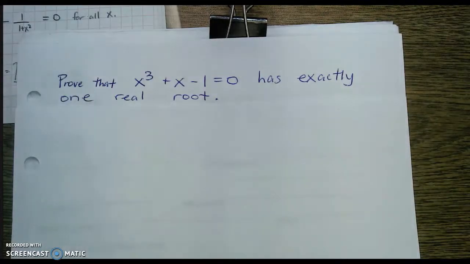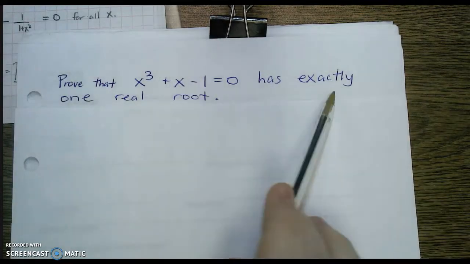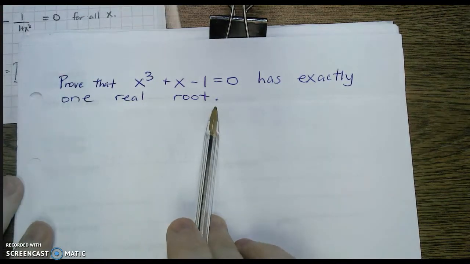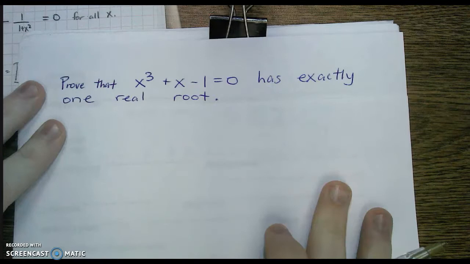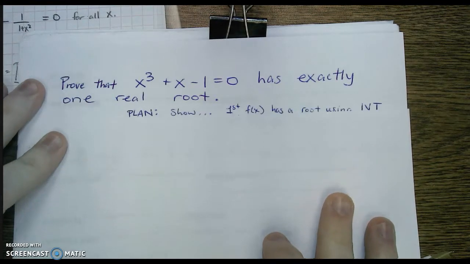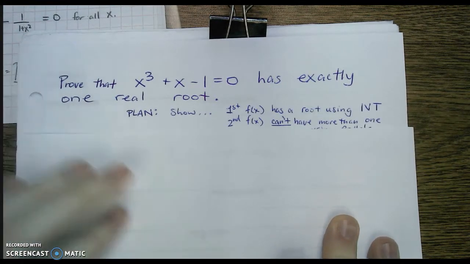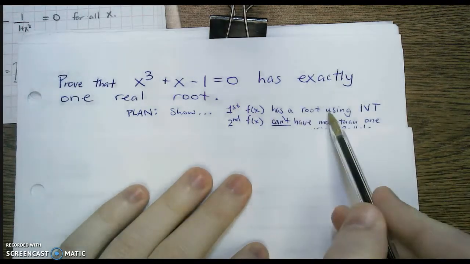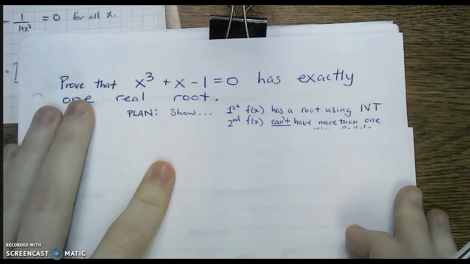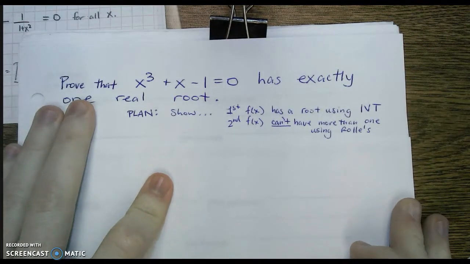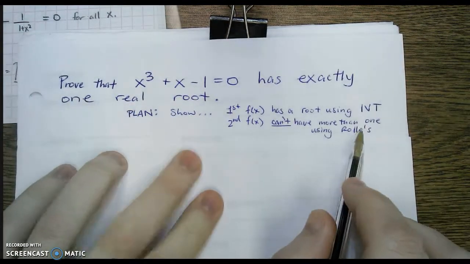In this example, they want us to prove that this function has exactly one real root. So what we want to do is figure out how we're going to prove that. First, my plan is to show that the function has a root using the intermediate value theorem, and then show that the function can't have more than one root using Rolle's theorem.